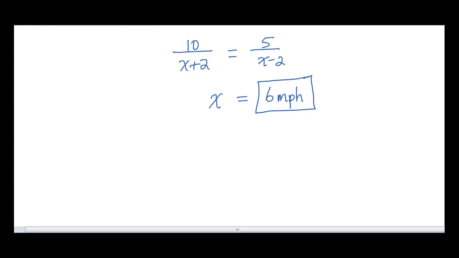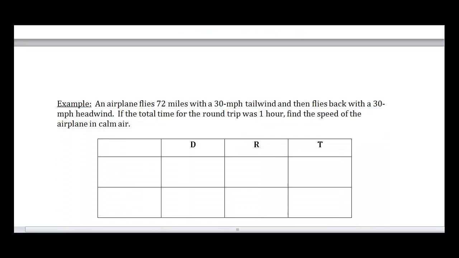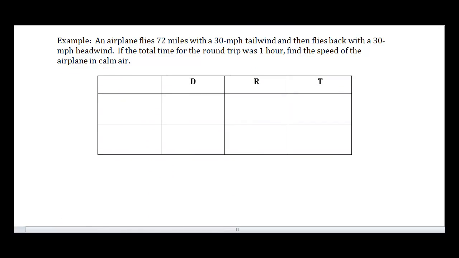Our last example involving uniform motion involves an airplane. All right, it says an airplane flies 72 miles per hour with a 30 miles per hour tailwind and then flies back with a 30 miles per hour headwind. If the total time for the round trip was 1 hour, find the speed of the airplane in calm air.